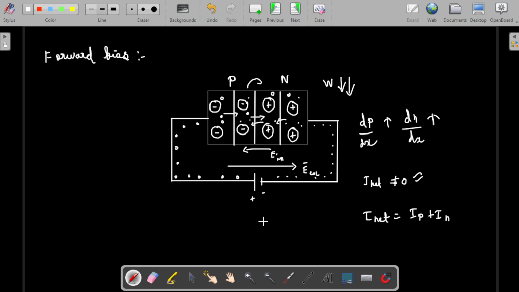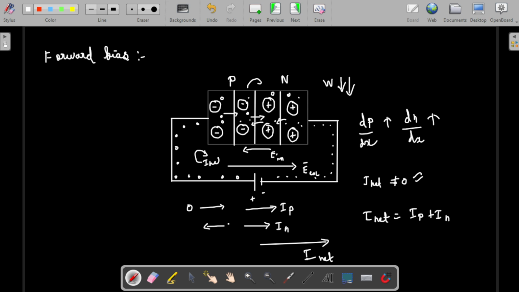Because here you see the holes are moving to this side and electrons from here are moving to this side. So because of this the net current I_P will be this, right? Electrons are moving, the opposite direction will be the current movement, so I_P. Both are aligned to this direction, so the current will flow from positive to negative terminal, so that is what the I net. Okay, so this is what I net.